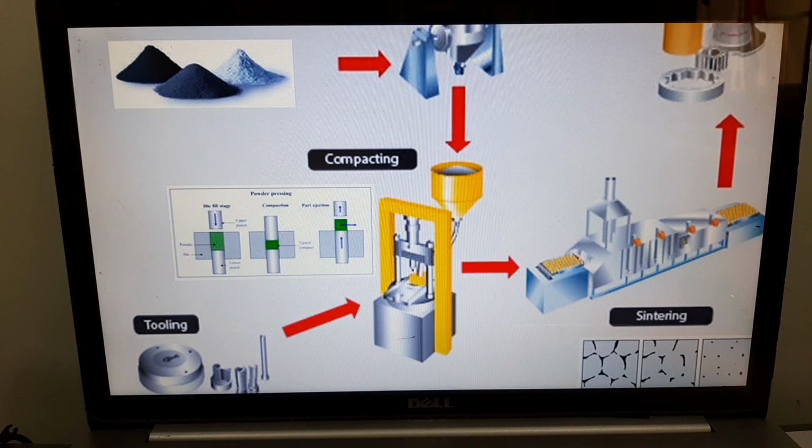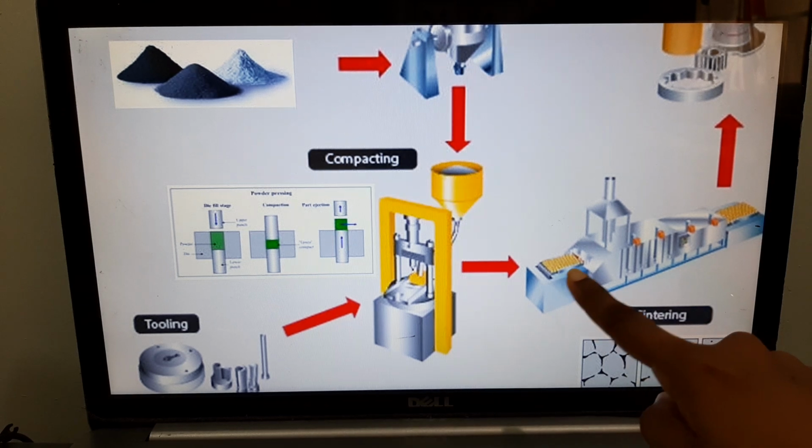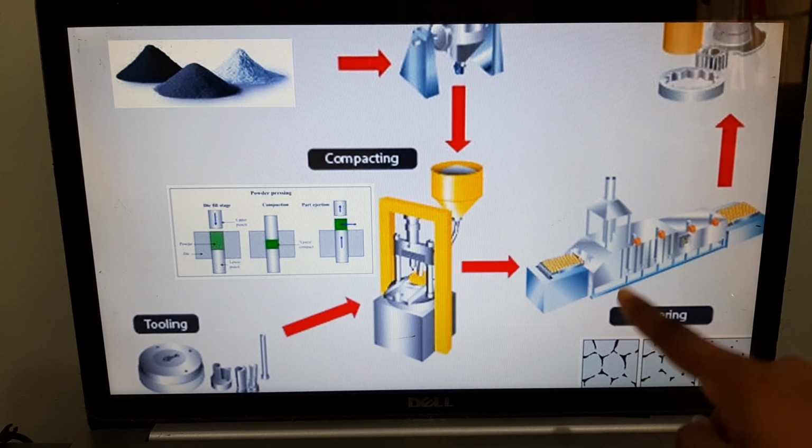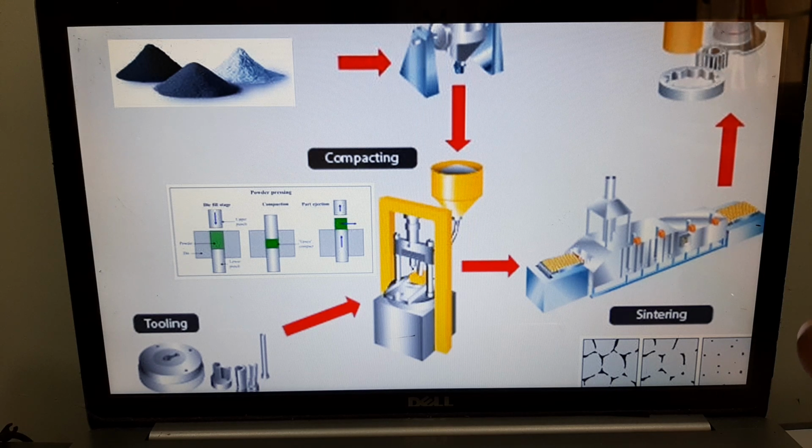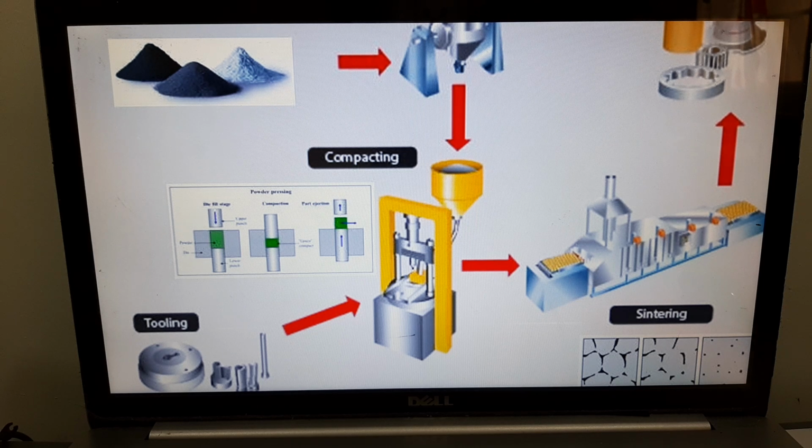What is the sintering process? Sintering is the same concept as heating above recrystallization temperature. You put the powder compact in there and heat it up above recrystallization temperature. Or we should say sintering is heating below melting point. If you heat it at the melting point, it's going to be liquid, so it defeats the purpose. So you heat it below melting point.